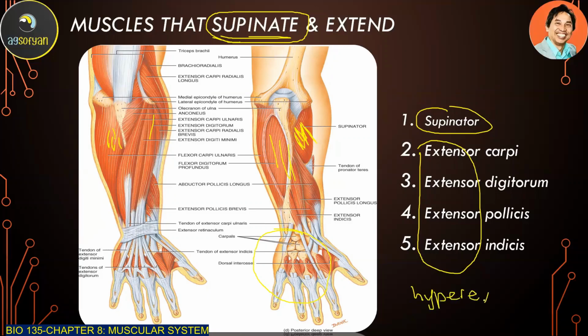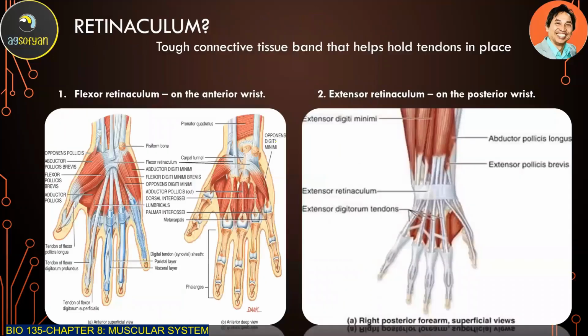Okay, hyperextension. This is going to be done by the muscles located in your posterior area over here, and these are called the extensor muscles. Okay, now retinaculum. What is retinaculum?